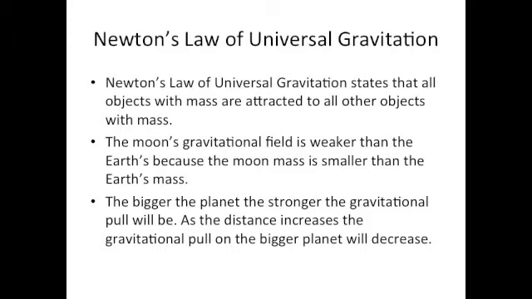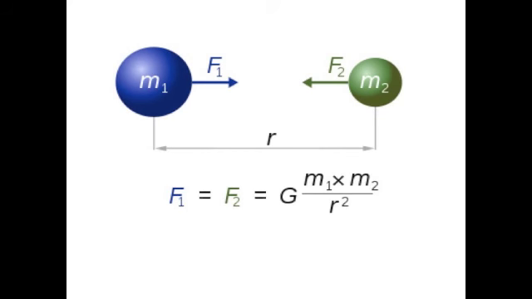Newton's law of universal gravitation states that all objects with mass are attracted to all other objects with mass. The moon's gravitational field is weaker than the Earth's because the moon's mass is smaller than the Earth's mass. This diagram is showing how two masses are attracting to each other.